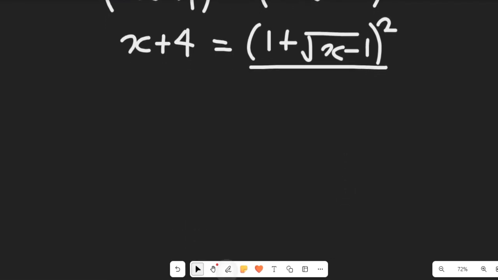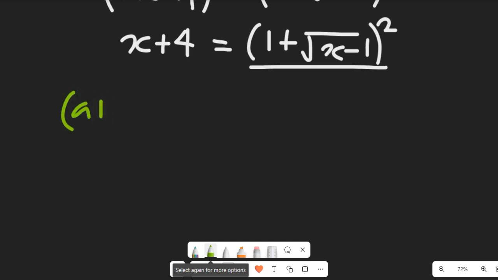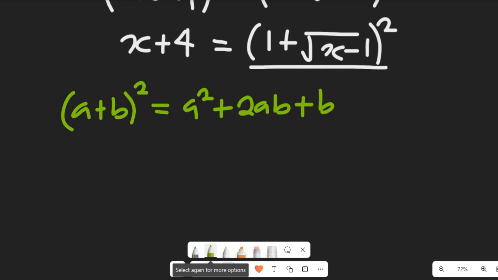From that expression, we can see that the value of (a + b)² according to the algebraic formula will be equal to a² (the first square), plus 2 multiplied by the first value times the second value, plus b². Now, from that expression, the value of a is equal to 1, and the value of b is equal to the square root of x minus 1.